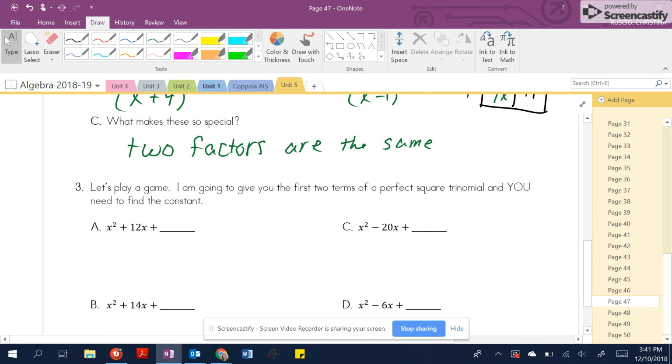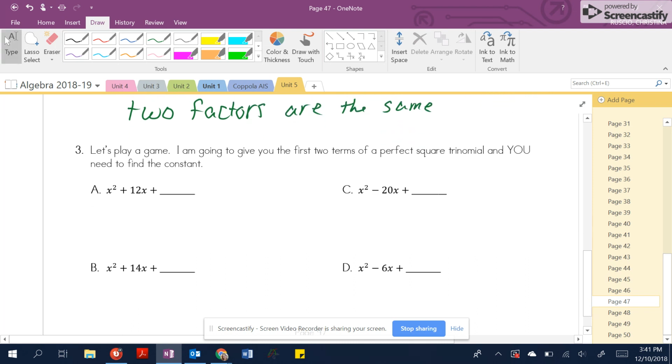All right. We got to play a game. Oh boy. Okay. I'm going to give you the first 2 terms of a perfect square trinomial and you need to find the constant. I guess we're going to play this game together. Okay, so perfect square trinomial means we got to do something like this. So it's x and x. Somehow we're getting that 12x. So wait, what 2 numbers add to 12 that are the same? 6 and 6? Okay, they're all positives. So positive 6 and positive 6. So what would be that last part in my box? 36, because 6 times 6 is 36.